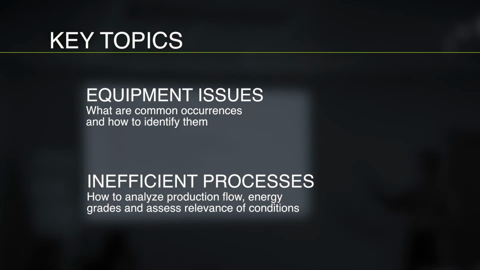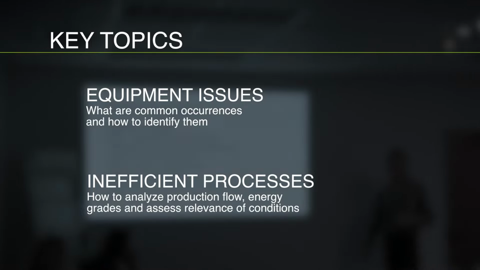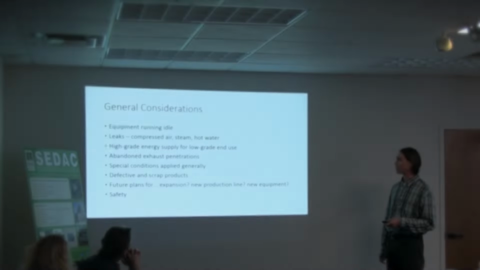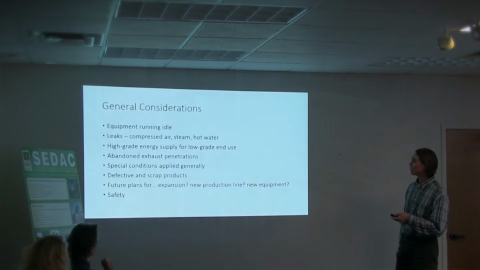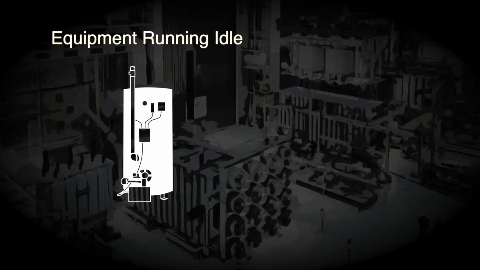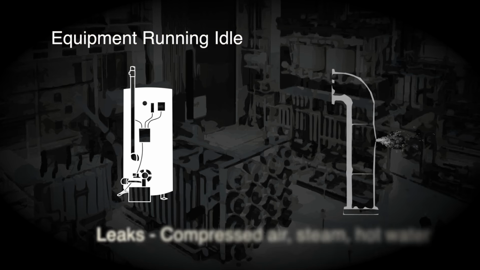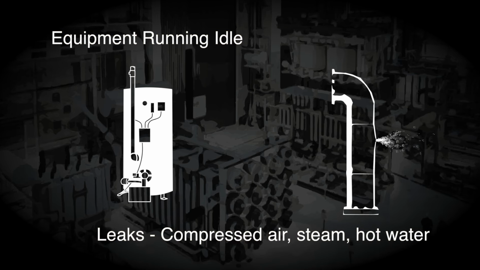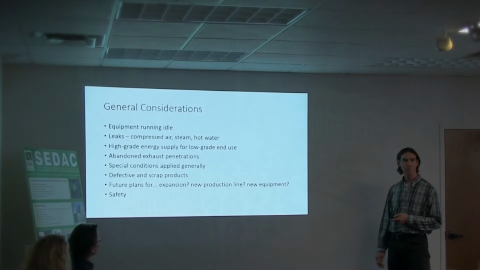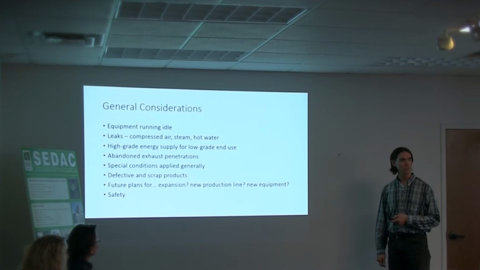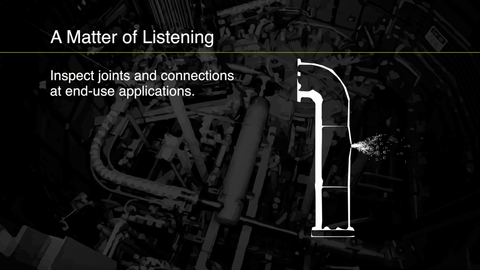You know, when you walk into a building, you kind of have to figure out how you're going to help a client. This is general considerations when you're thinking about efficiency. So something that I see everywhere is equipment running idle. Another thing is leaks. Leaks happen in so many different places, and these tend to be high energy types of systems. And sometimes it's just a matter of listening.